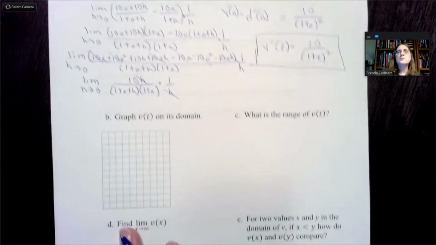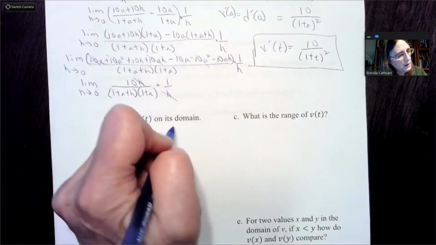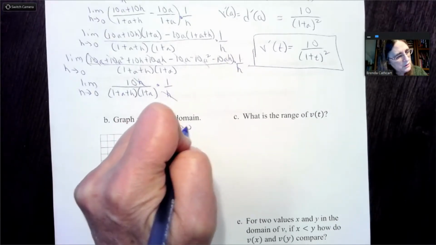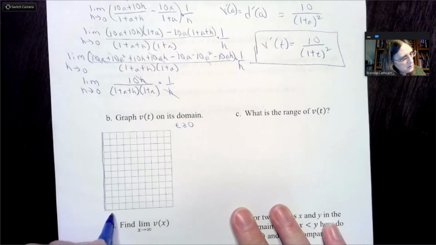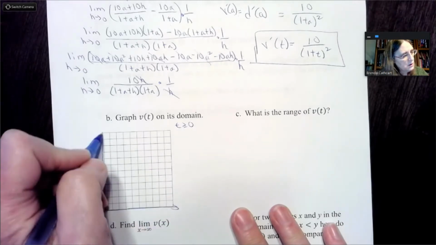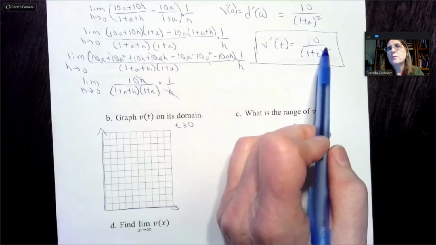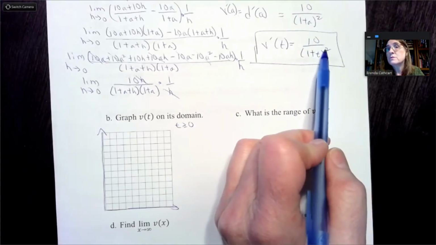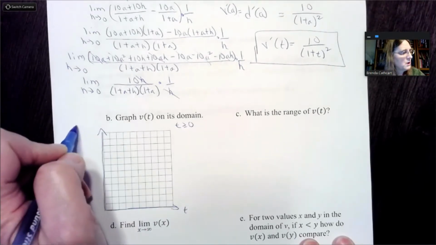So now we want to graph our velocity equation on our domain. Our domain was t greater than or equal to 0, so we have just the first quadrant. Notice that our velocity is always going to be positive because 10 is a positive number and our denominator is squared, so it's always going to be a positive number as well. So we have just our first quadrant.